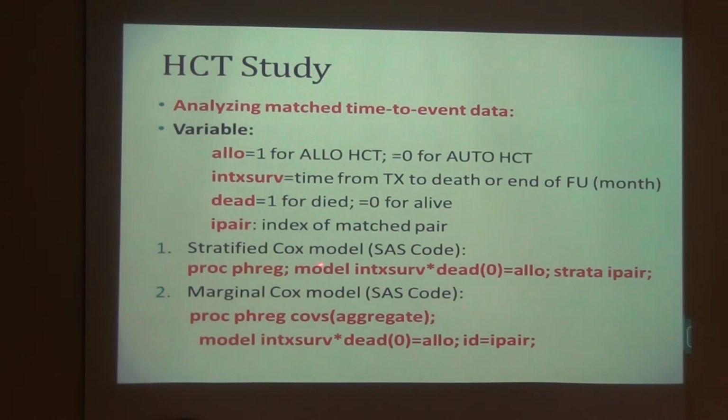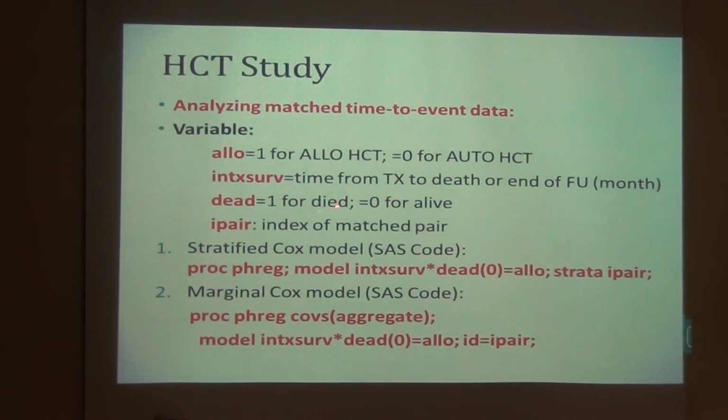In the stratified model for time-to-event data, with a one-to-one pair, if the first subject's time is censored, then the whole pair is removed from the comparison, because there's no comparison anymore. Sometimes that's a disadvantage, but both methods try to adjust for the correlation within matched pairs. Here the variable allo is the indicator of treatment, equal to 1 for allo transplant and 0 for autologous, and this is the time from transplant to death or end of follow-up in months.